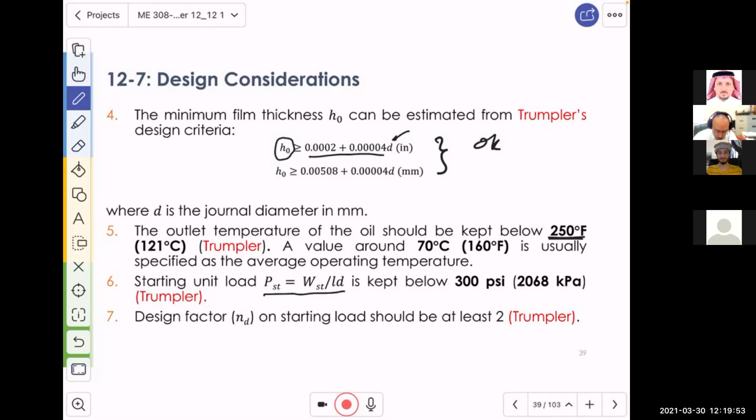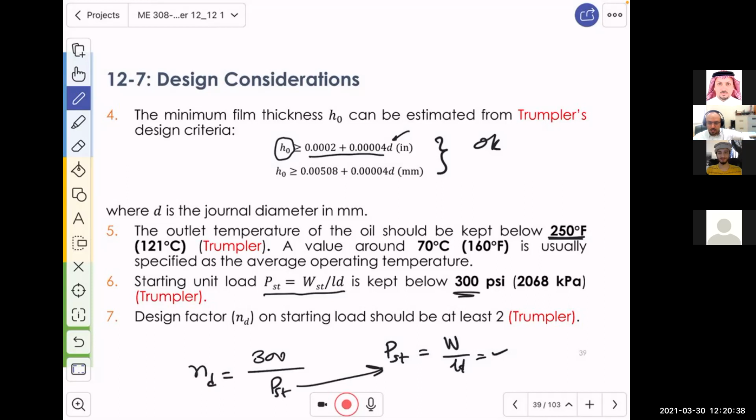Now, in this, PST, which is equal to W divided by LD, you will calculate this pressure. And then what do you do? You will see in some other example, maybe. We know that this is supposed to be less than 300 PSI based on Templar. So one of the ways to have a measure for a design factor ND is to say, I will divide the 300 by PST, which is what you have. And you will see how much, because 300 is like your cap, and you will see how much is your condition, okay?